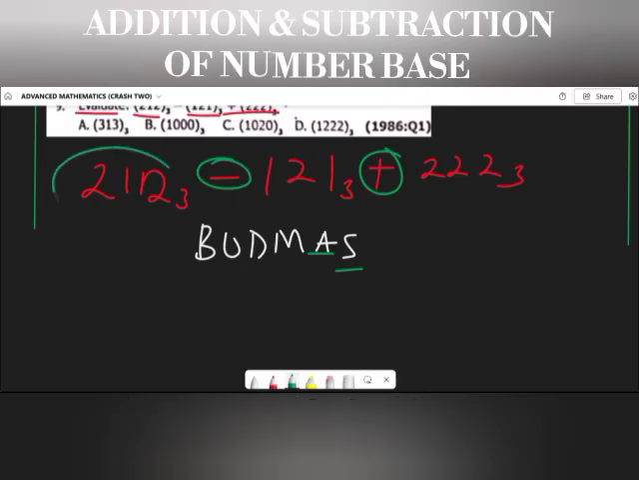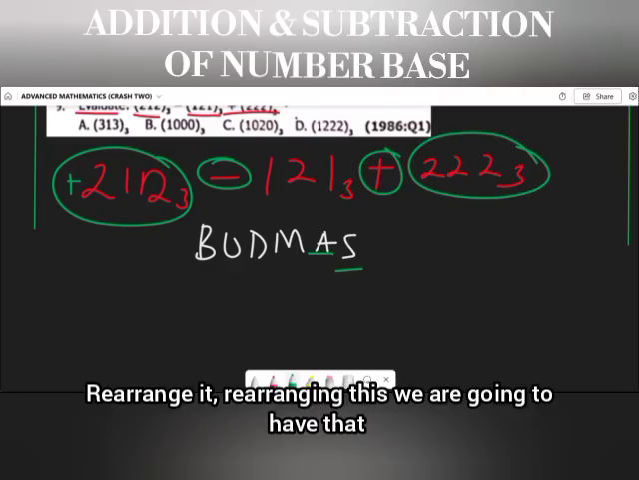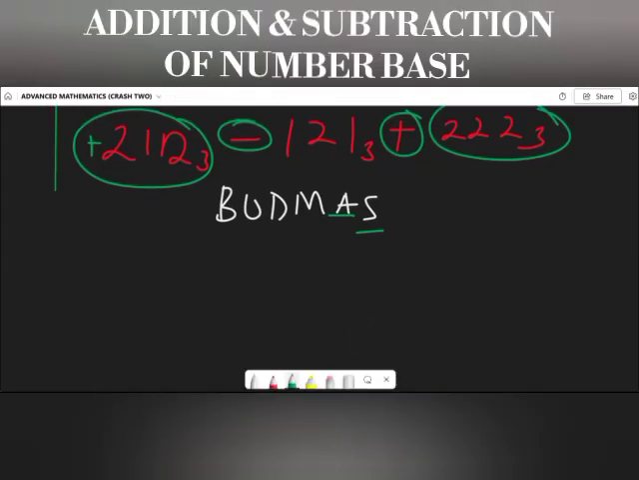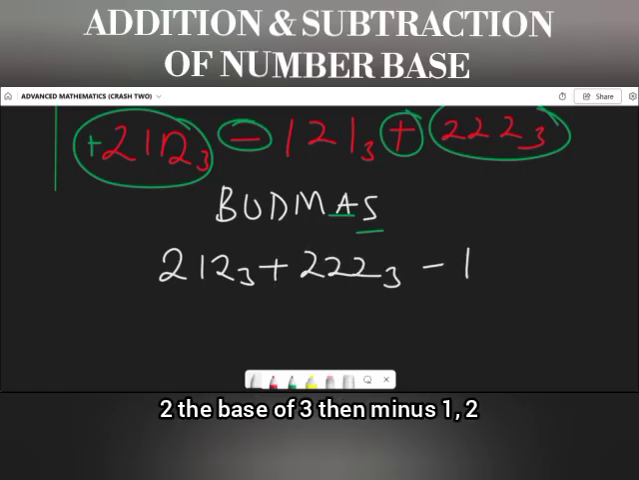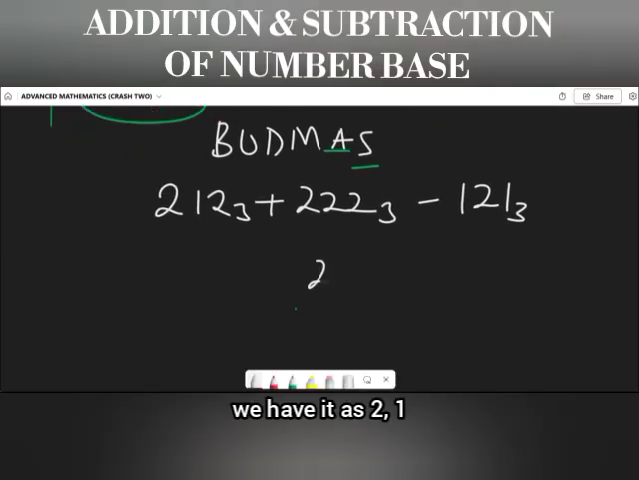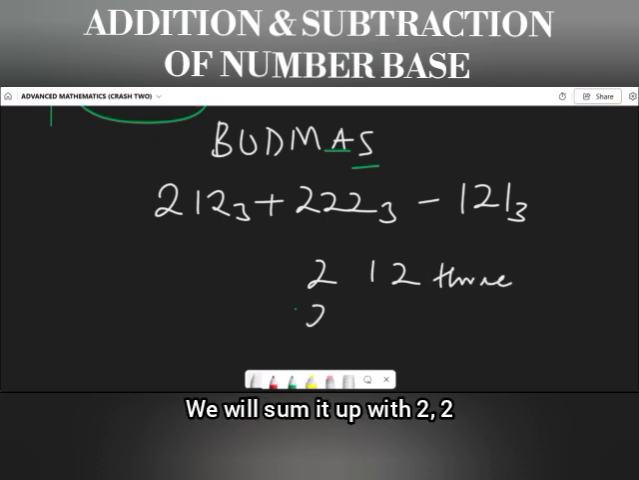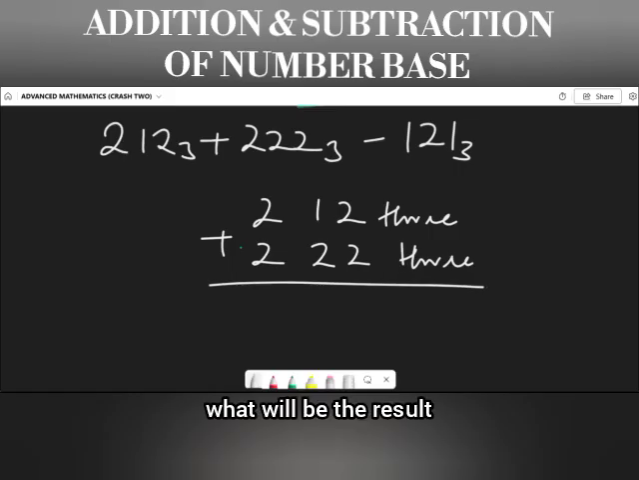So let me pick this, which is our invisible plus, and this side, we have our plus here. Next, rearrange it. Rearranging this, we are going to have it as 212 the base of 3 plus 222 the base of 3, then minus 121 the base of 3. So let's do this. So we have it as 212 base of 3. We'll sum it up with 222 the base of 3. What will be the result?